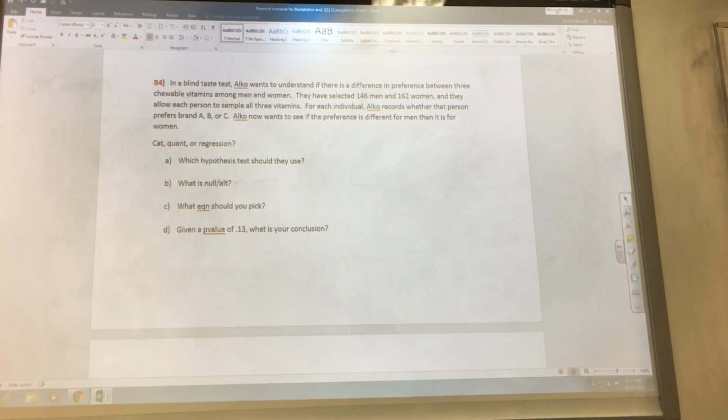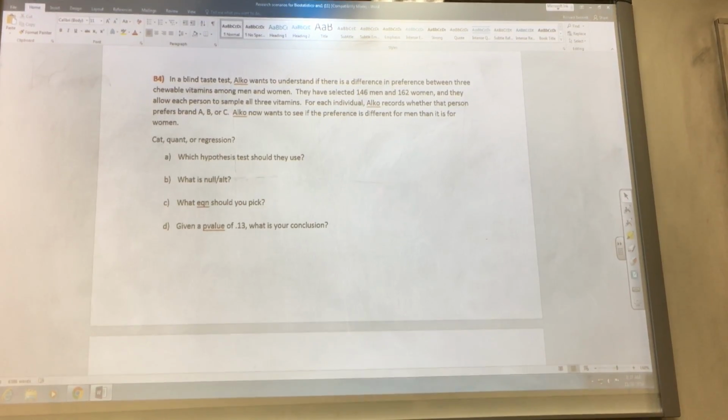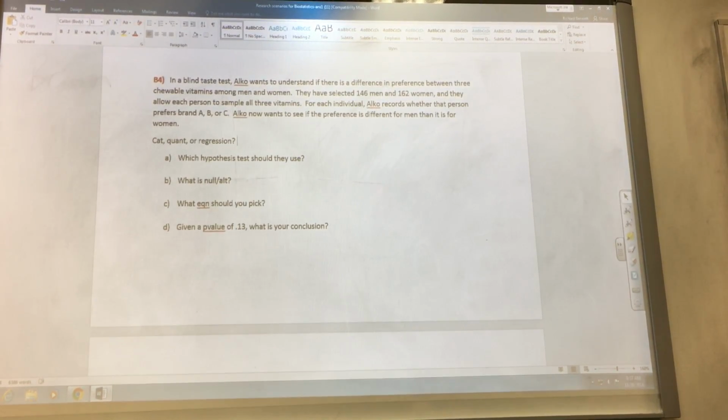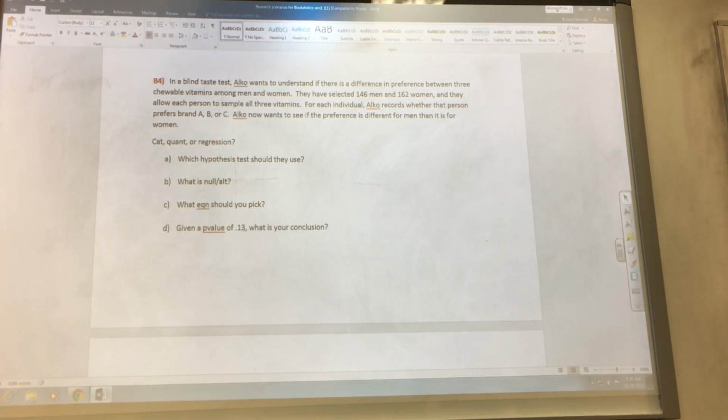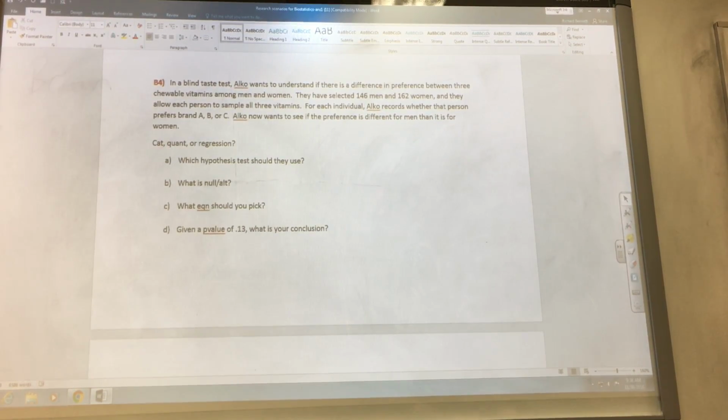I'll give you categorical. How many vote for categorical? 1, 2, 3, 4, 5, 6, 7, 8, 16, 17, 18. How many say quantitative? Sure. Somebody's got to be the contrarian. Okay. How many people say regression? That's obviously not regression.